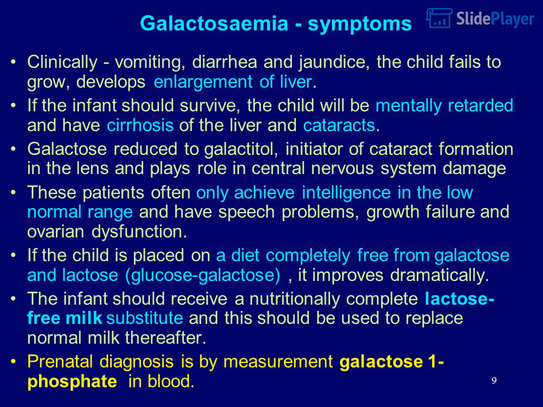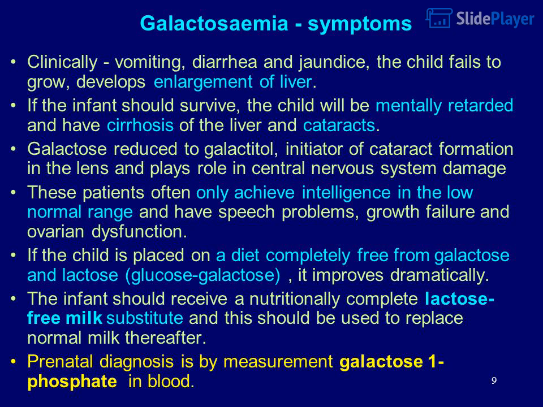Galactosemia, symptoms. Clinically, vomiting, diarrhea and jaundice; the child fails to grow and develops enlargement of the liver. If the infant survives, the child will be mentally retarded and have cirrhosis of the liver and cataracts. Galactose is reduced to galactitol, the initiator of cataract formation in the lens, which also plays a role in central nervous system damage. These patients often only achieve intelligence in the low normal range and have speech problems, growth failure and ovarian dysfunction.